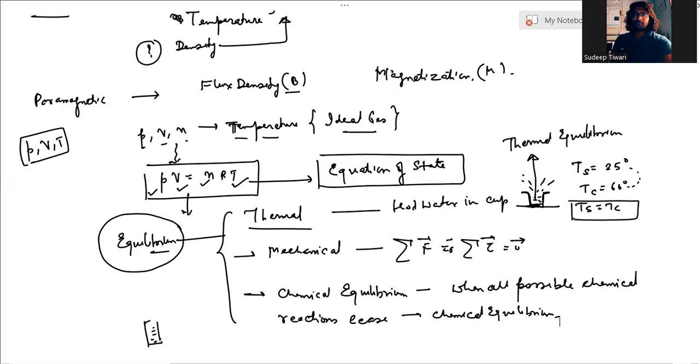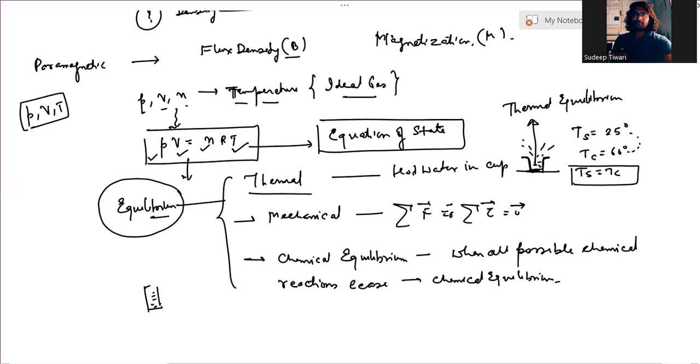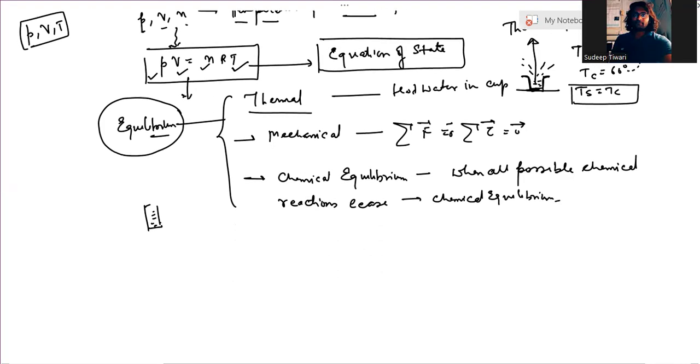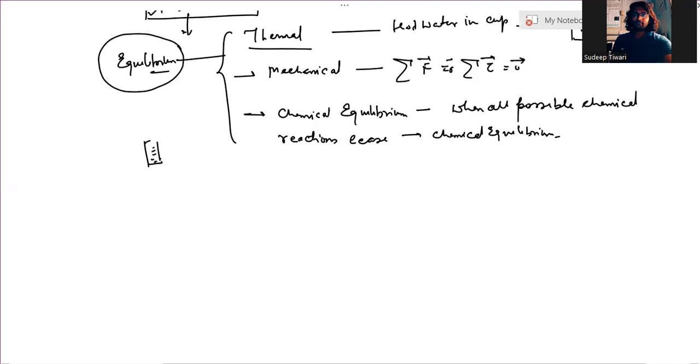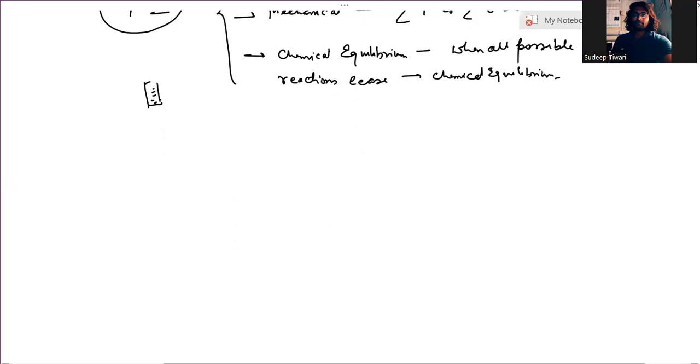Now, when any of the thermodynamical variables associated with the system undergoes a change in its value, we say that a process has happened. So that process is called the thermodynamic process.